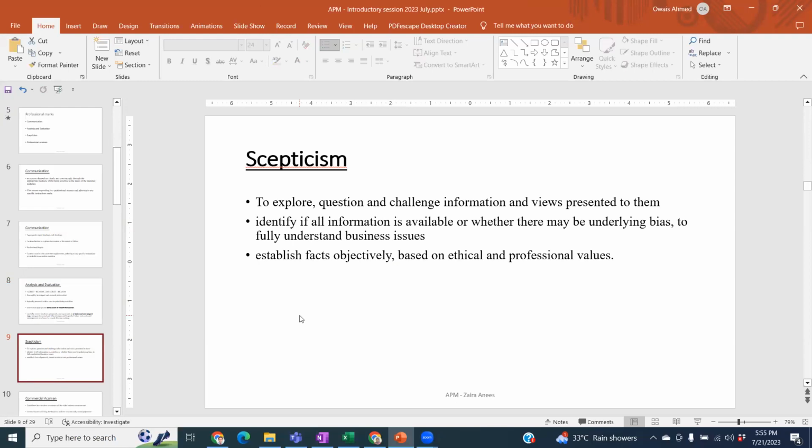With skepticism, you don't need to raise questions on everything which a company is doing. If you feel there is something which the company is not doing correctly, let's suppose the company wants to shift from traditional absorption costing to activity-based costing, or from cost-based to target costing system, something like that.